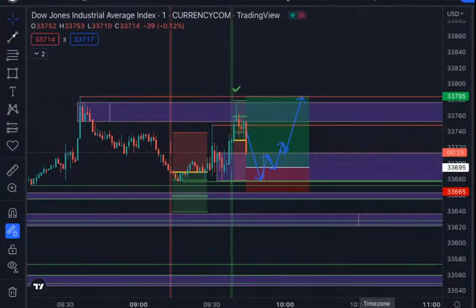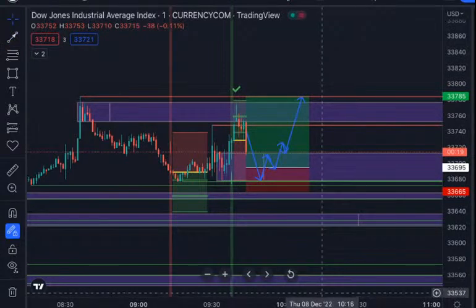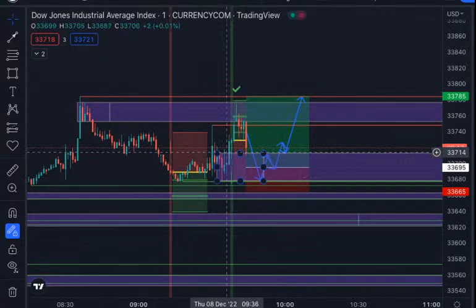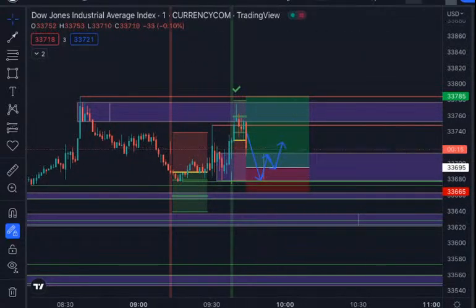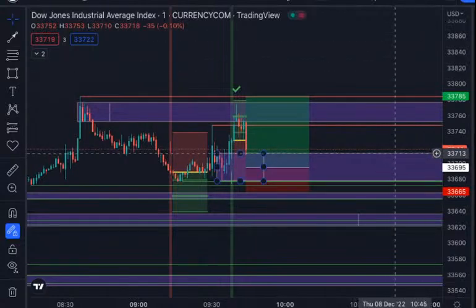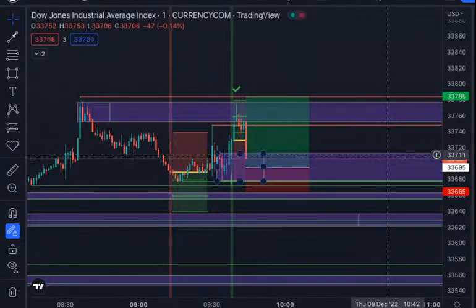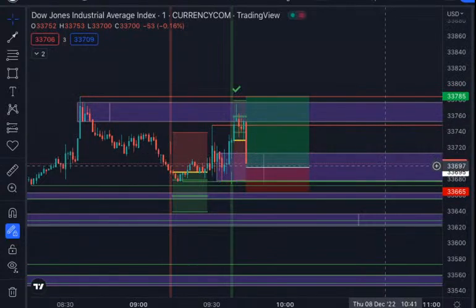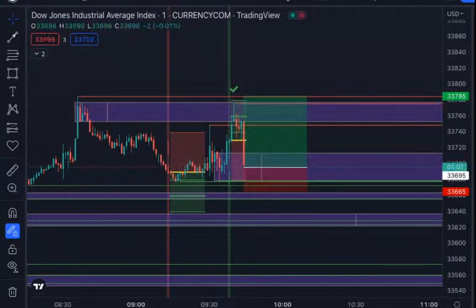Alright, we got that push. We have to push down onto the zone, right? What I say? Look at that. Marked off that zone. We got that breaker structure. This is the top of that order block pushing into that 50%. We could easily hop into this with a small lot size, small position.